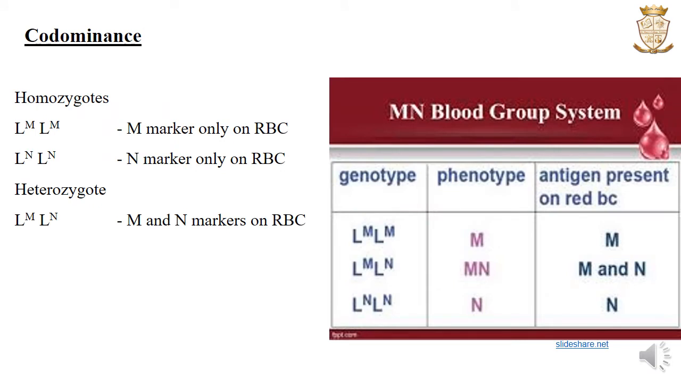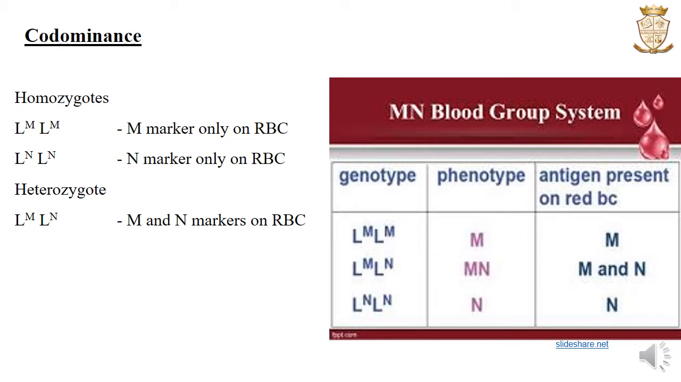Next is codominance. As we discussed now, complete dominance is a situation in which one allele is clearly dominant over the other. And in incomplete dominance, neither allele dominates over the other. Now we are going to discuss the third type of dominance, that is codominance, where both alleles are simultaneously expressed in a heterozygotic individual.